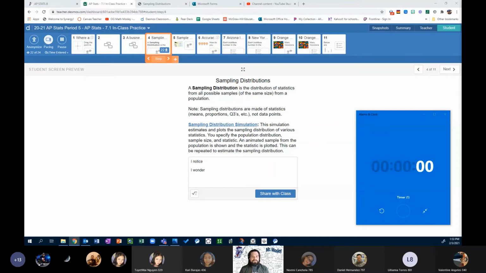But we do need to be careful not to violate the 10% condition. Our sample size should not exceed 10% of the entire population. Otherwise, it starts acting funny. So as long as we're not violating the 10% condition, then we can just keep taking larger sample sizes if possible. And that should reduce the variance and give us a more reliable statistic.